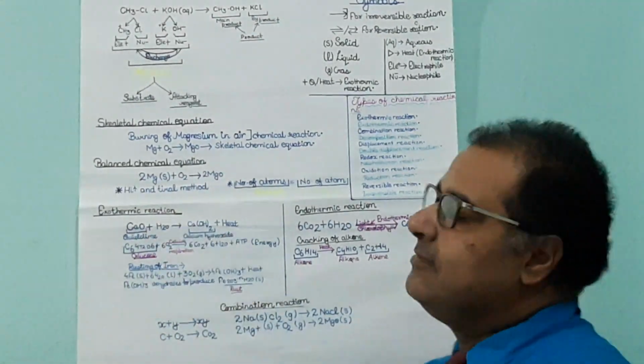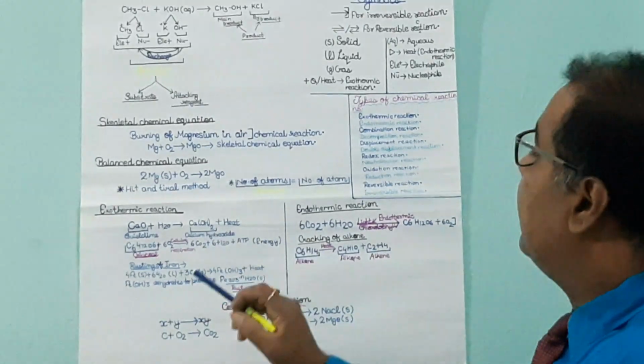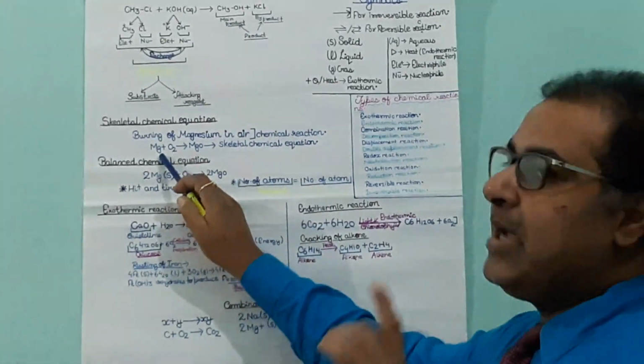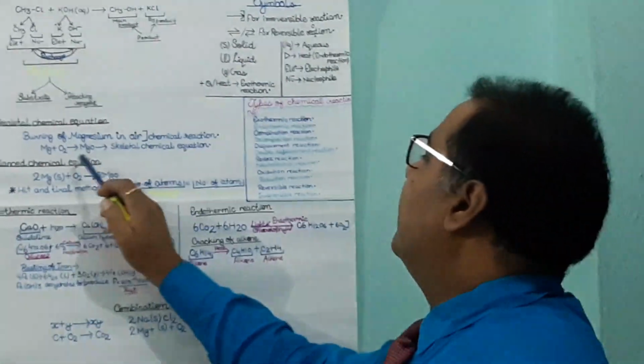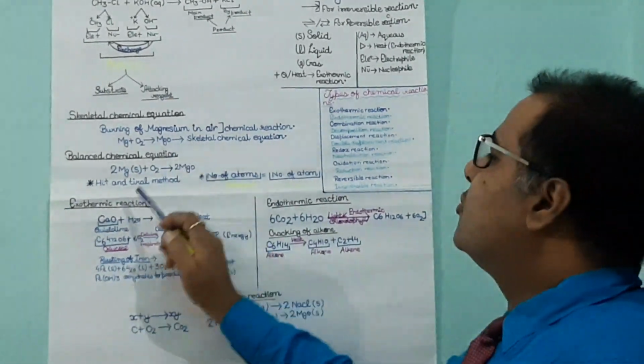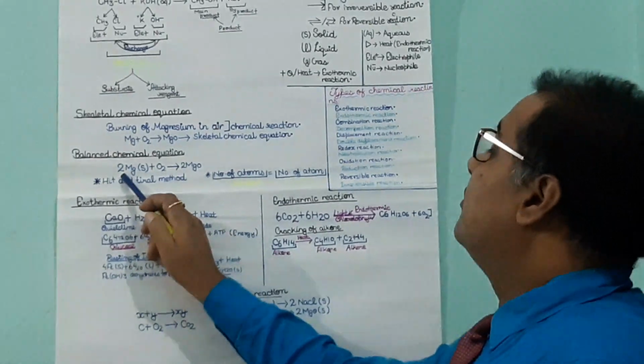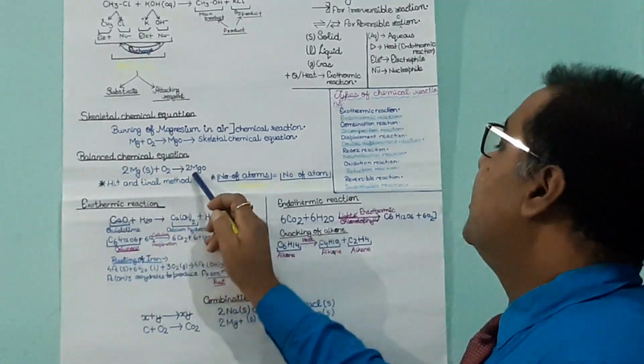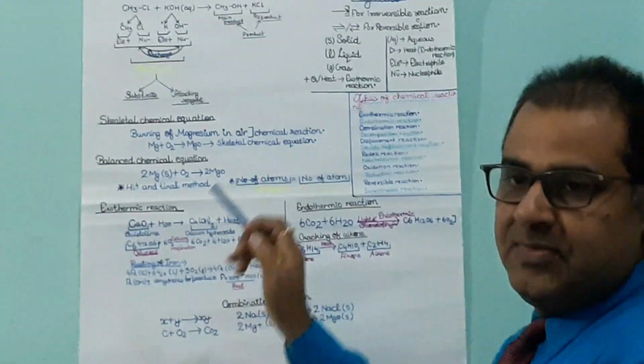So it requires balancing. Here there is one magnesium atom, and oxygen is two atoms on one side but a single atom on the other. So it requires two magnesium atoms and two oxygen atoms, that is, two magnesium and two oxygen atoms. This is the balance.